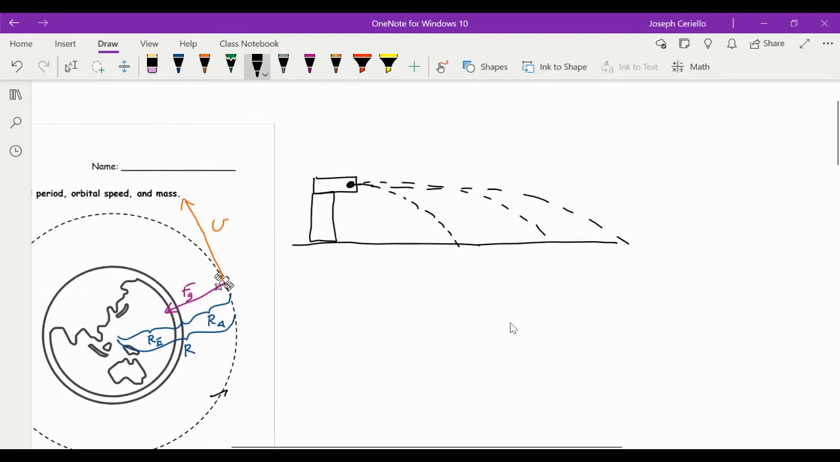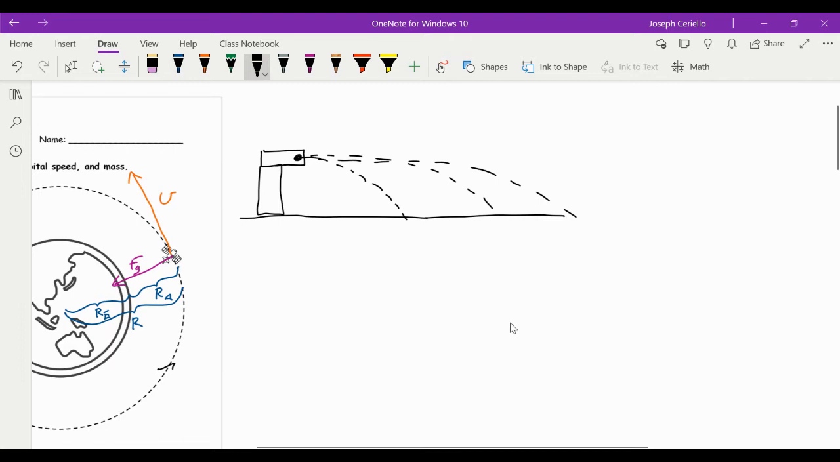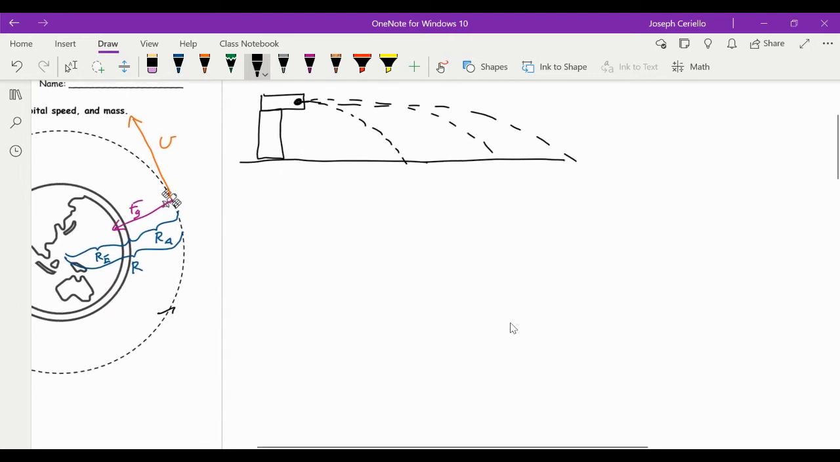Eventually, the Earth's curvature is no longer negligible. It's going so far horizontally that the Earth's curvature is no longer negligible. So now if I just draw a mini Earth here, we'll do it in blue.